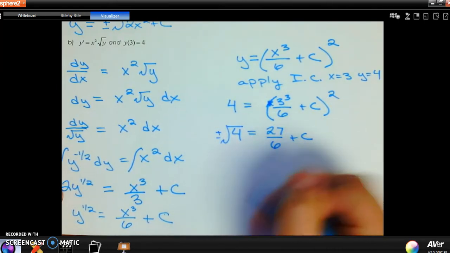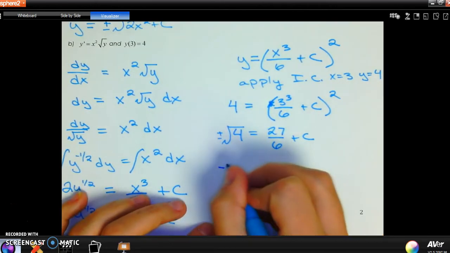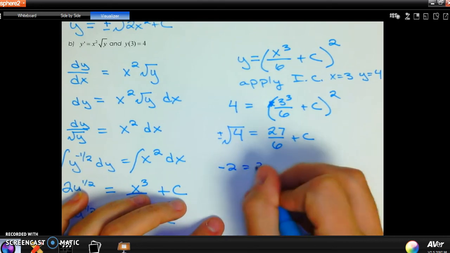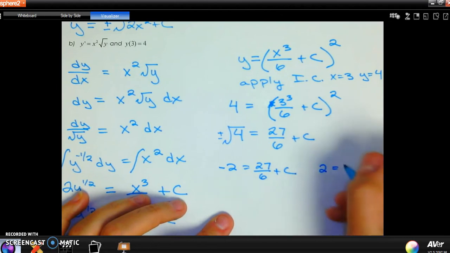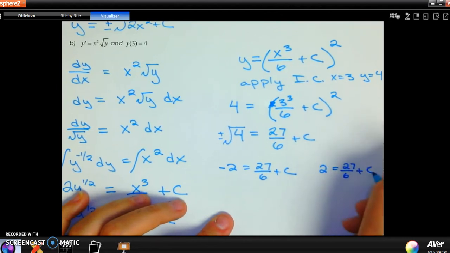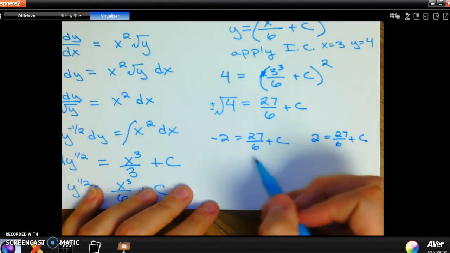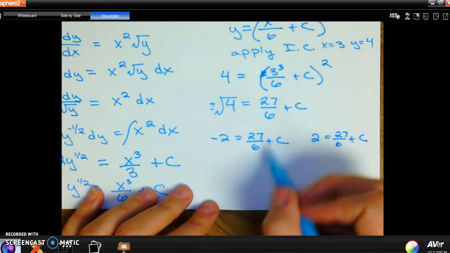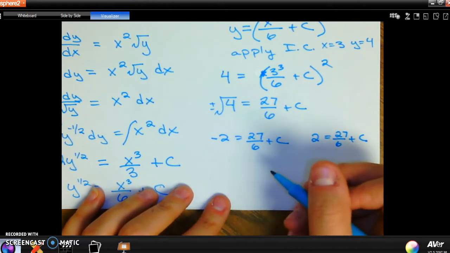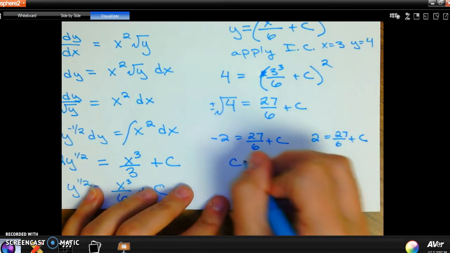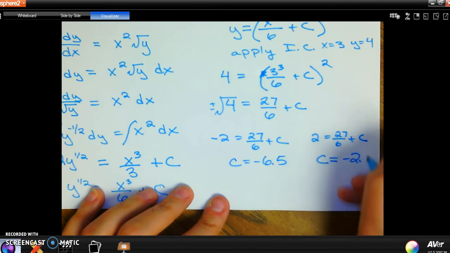This one, you're going to have to branch it off, though, because you're going to have a positive 2 and a negative. So on one side, you're going to have negative 2 equals 27 over 6 plus c. And then on the other one, you're going to have positive 2 equals 27 over 6 plus c. Okay, so you kind of get two answers there. And you could reduce that fraction, change it into a decimal. Either way, you are going to end up with c equals negative 6.5 and c equals negative 2.5.